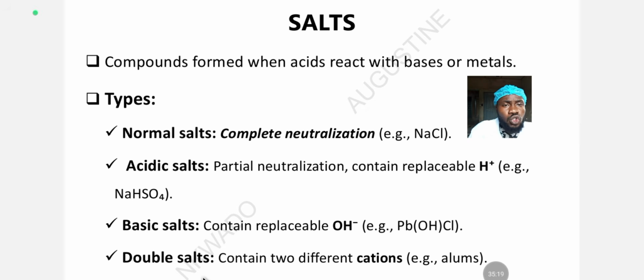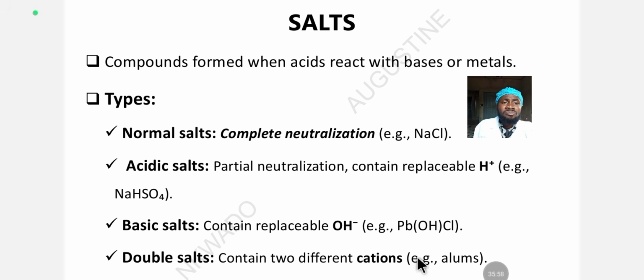Let's move over to double salt. A double salt contains two different cations. When you say cation, I already taught you what cations are. Cations are positively charged ions. Anions are negatively charged ions. Anion, negative. Cation, positive. Always use the cat to remember it. Cat is positive, cat is alive, there is life in it, positive.